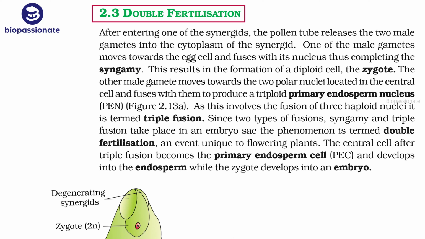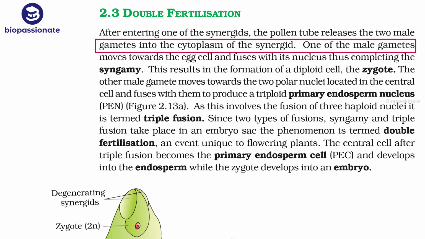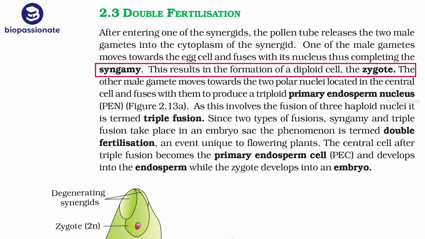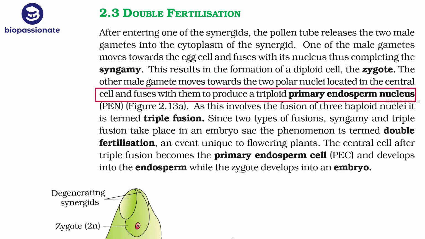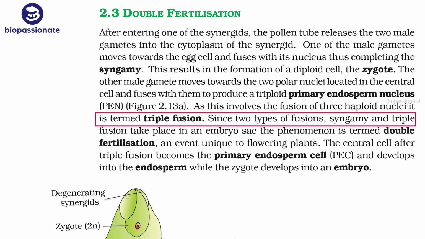2.3 Double fertilisation. After entering one of the synergids, the pollen tube releases the two male gametes into the cytoplasm of the synergid. One of the male gametes moves towards the egg cell and fuses with its nucleus, thus completing the syngamy. This results in the formation of a diploid cell, the zygote. The other male gamete moves towards the two polar nuclei located in the central cell and fuses with them to produce a triploid primary endosperm nucleus, PEN. Figure 2.13a. As this involves the fusion of three haploid nuclei, it is termed triple fusion.